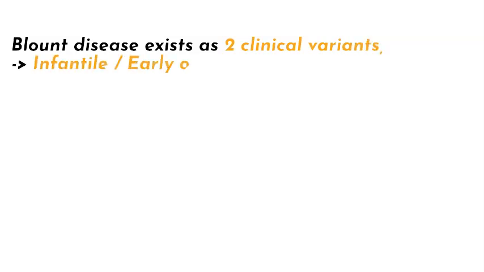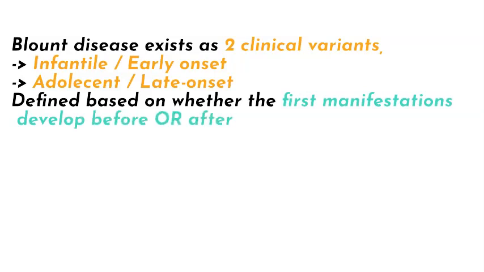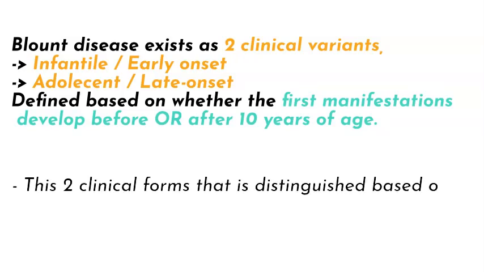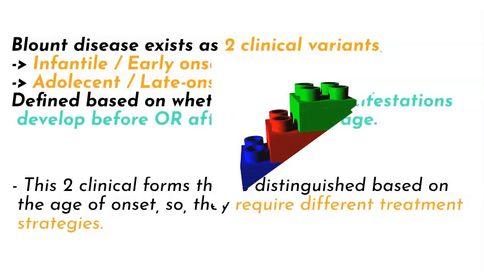Blount disease exists as two clinical variants: infantile or early onset, and adolescent or late onset. It is defined based on whether the first manifestation developed before or after 10 years of age. These two clinical forms are distinguished based on the age of onset, so they require different treatment strategies.